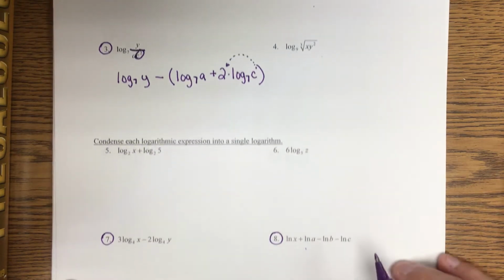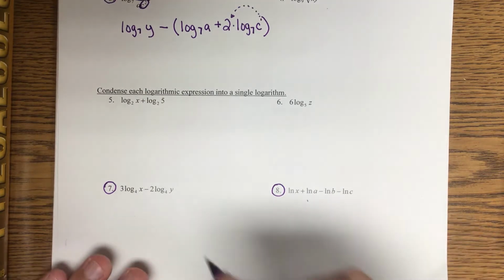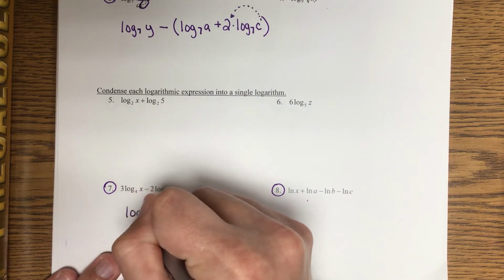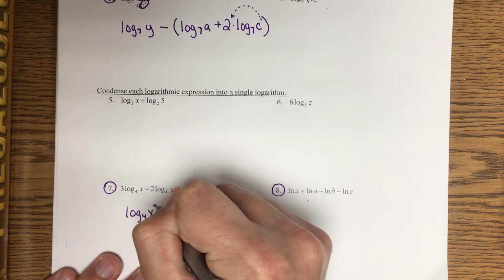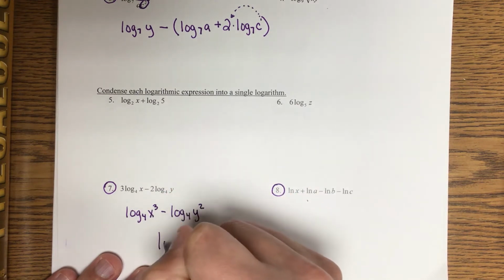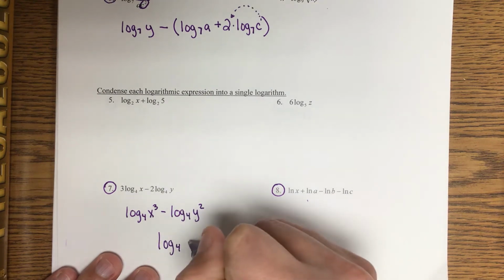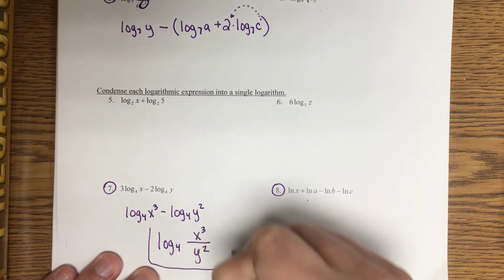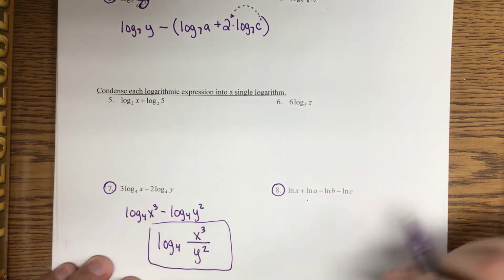You can put things back together as well. So like in problem number 7, this would be log base 4 of x to the third minus log base 4 of y squared. Division means it would be log base 4 of x to the third over y squared. So sometimes putting it back together is a lot less work.